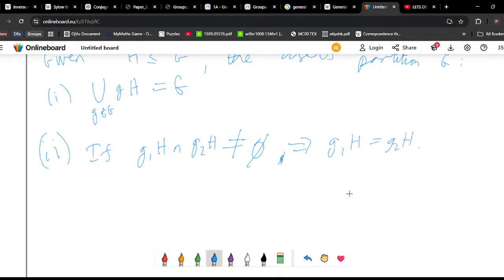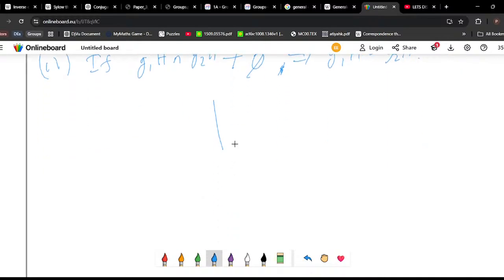So what does this mean? This means that each coset is distinct. So if your group G is like this box here, your cosets partition the group, but in a disjoint way.